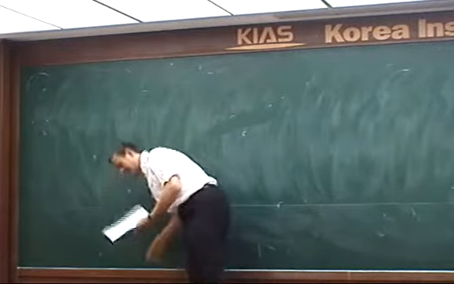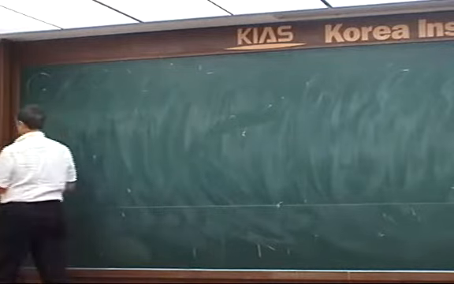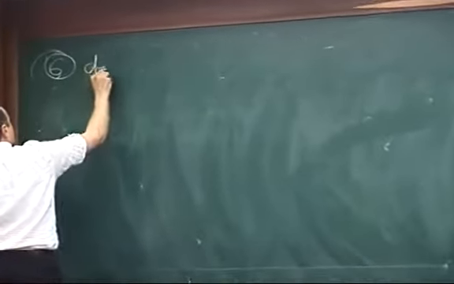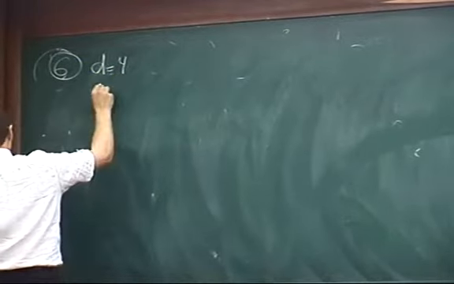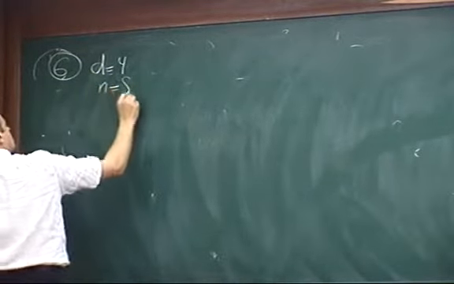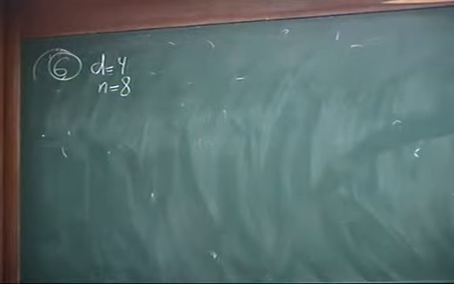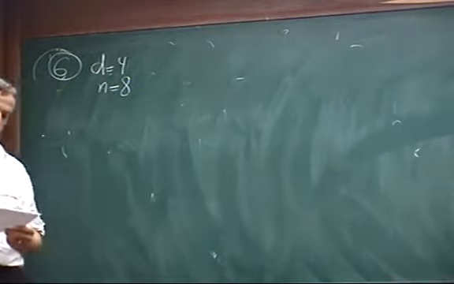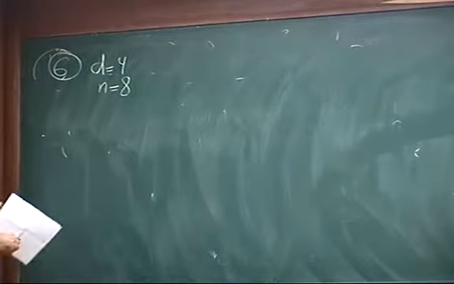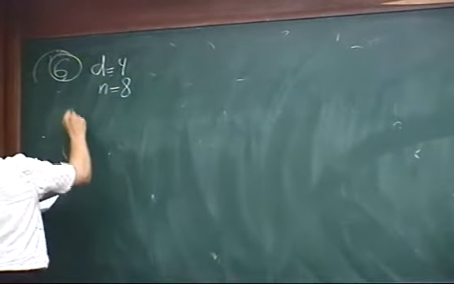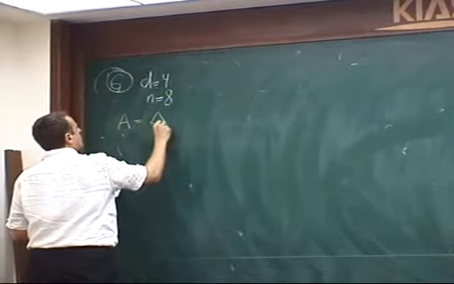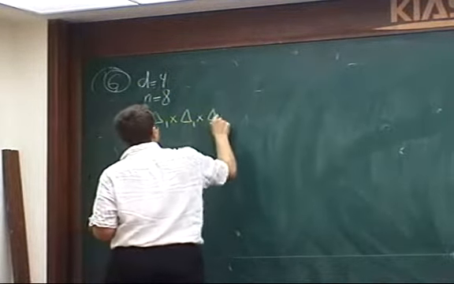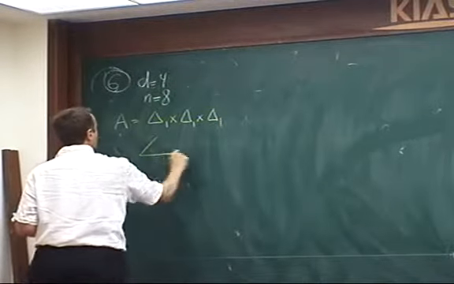Okay, example 6. It's another 3-dimensional example. So now D is 4 and N is 8. I'm not going to write the matrix explicitly anymore. I'm just going to tell you the yellow picture, what the matrix is. In this case, A is delta 1 times delta 1 times delta 1, which is the 3-dimensional cube.